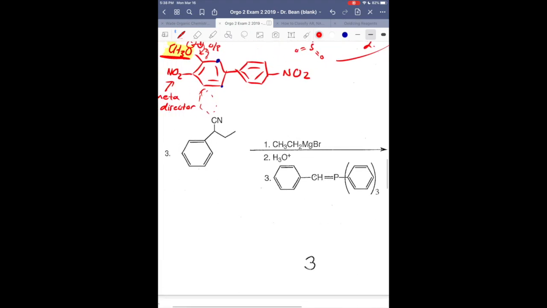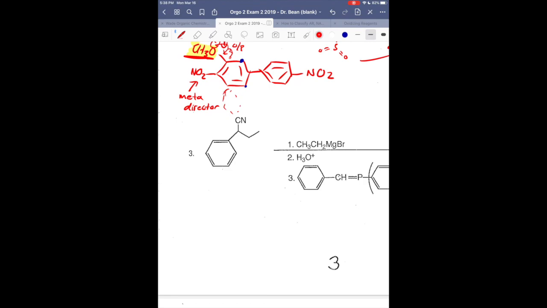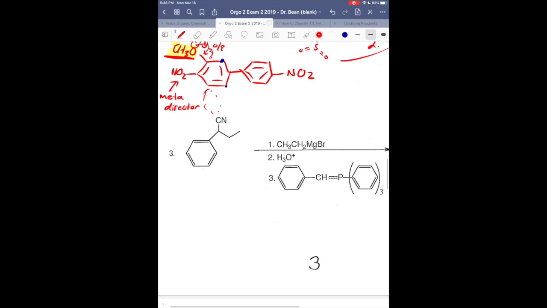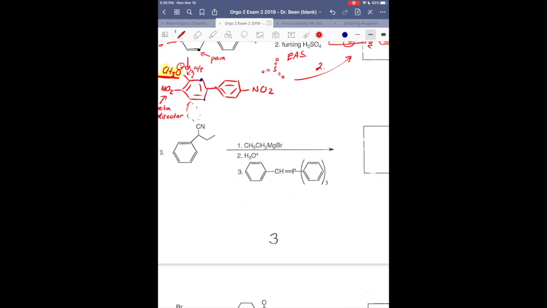Okay. Now for question number 3, we have a benzene. We have a nitrile in the benzene. And then on our arrow 1, we have a Grignard reagent. Okay. So what do you guys think would happen? We did this like in Orgo 1 even. In the facts section, they would ask, does a Grignard reagent form in the presence of a nitrile group?